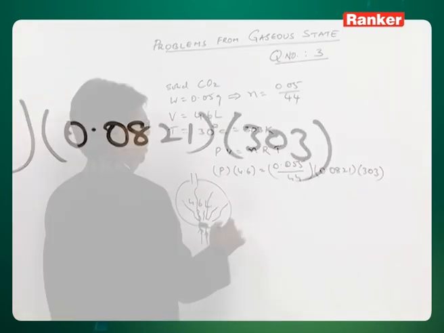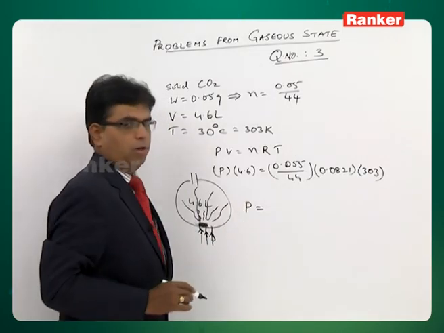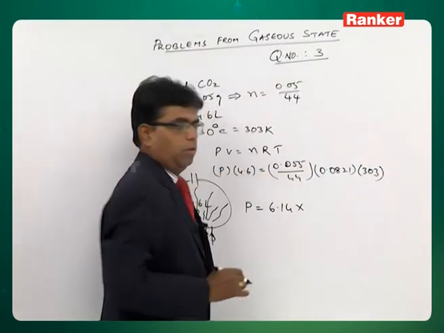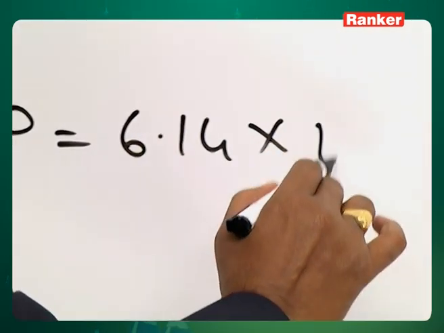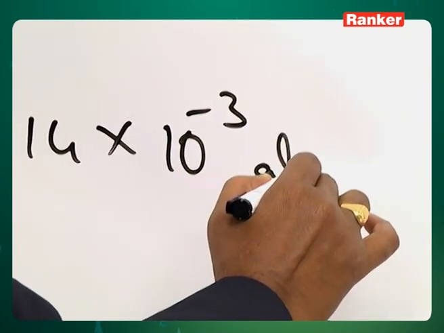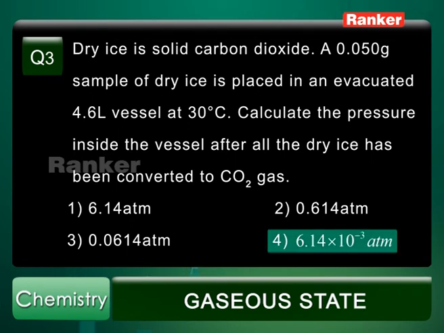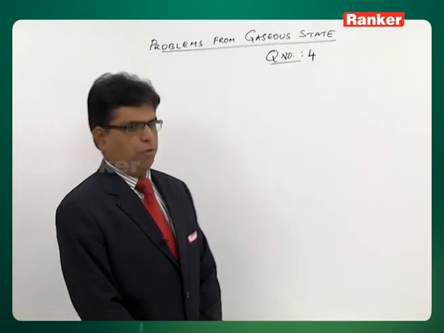This, if you simplify, we get pressure as equal to 6.14 into 10 power minus 3 atmosphere. This is the pressure we get. Okay. Now, let us go for question number 4.